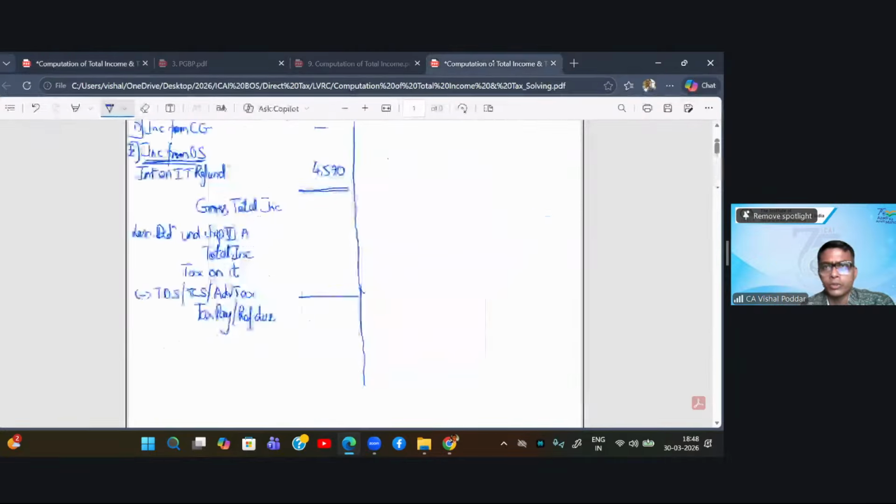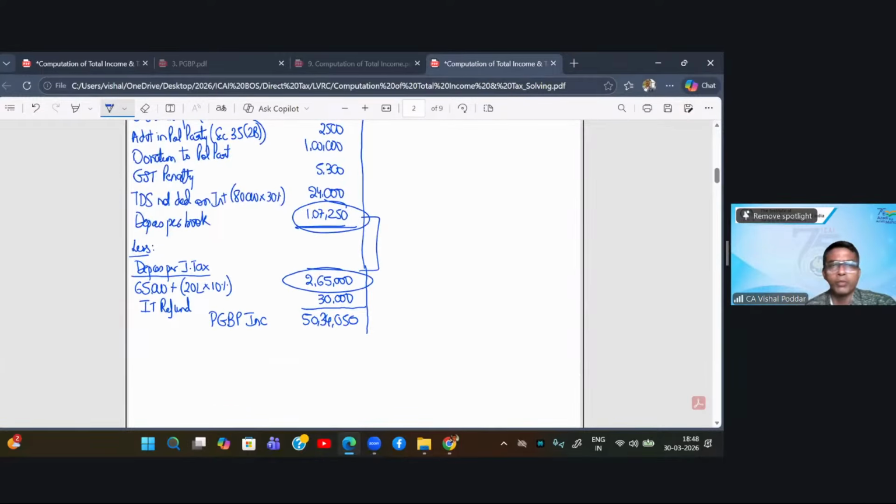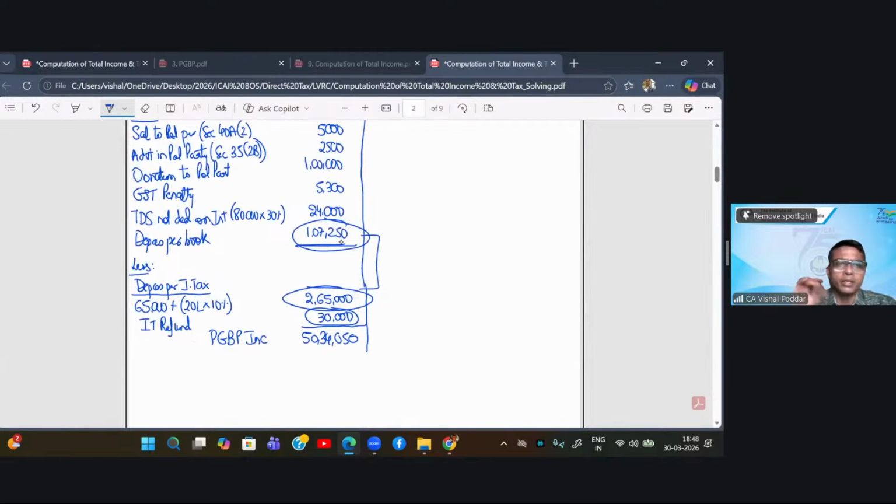So what I have to do while computing my PGBP income, I have to remove the effect of entire 30, because this 30 is included in my net profit, correct? Now, my net profit is made up by including all the credit items and reducing all the debit items. So this 30 was included in 5085. So I have to nullify the effect by subtracting it. Is that clear? So one thing is clear, this 30 has to be completely subtracted when you are computing only the business head income, right? Now we go to the breakup.